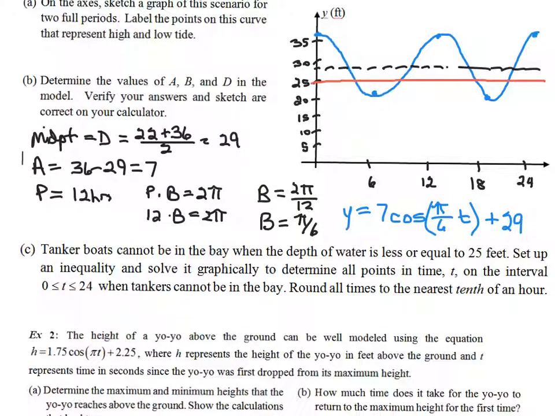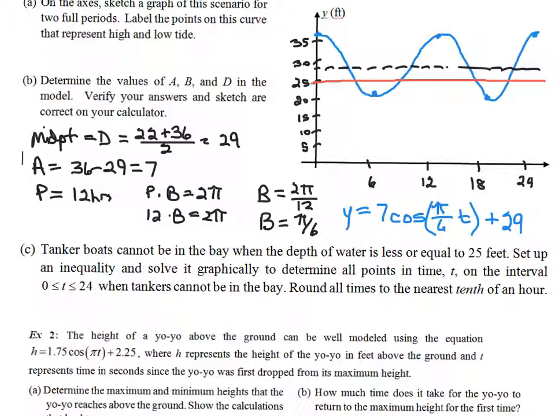Now for the last part of this question, it says that tanker boats cannot be in the bay when the depth of water is less than or equal to 25 feet. It's just not deep enough. So we want to set up an inequality and solve it graphically to find all points in time on the interval from 0 to 24 when tankers cannot be in the bay. And it says to round our answers to the nearest tenth of an hour.